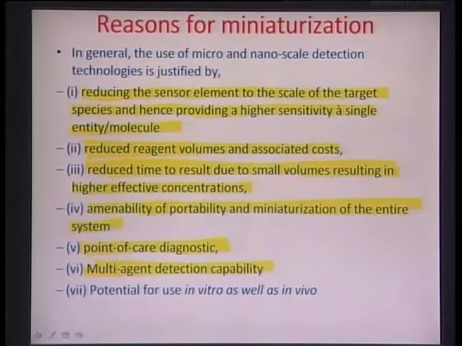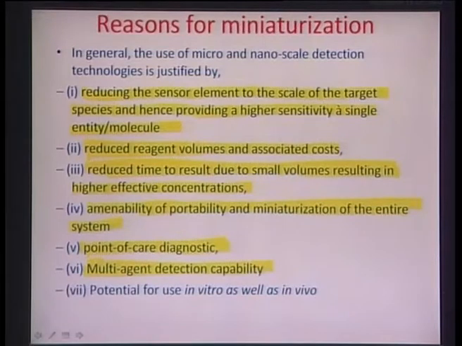Miniaturization is also helpful for multi-agent detection capabilities. What it essentially means is that if you have more than one agent that you want to detect, and you want to detect each agent on a very small basis, you could densely integrate several such detection protocols on a small particular chip. And that is the essence of microchip technology essentially, that you can on a very dense networked basis do multi-agent detection on a very small area.